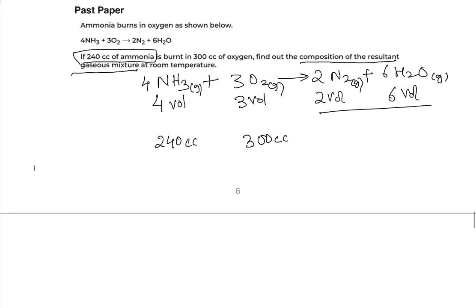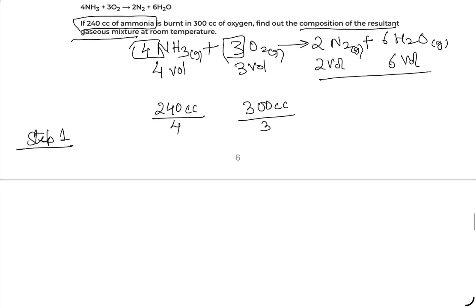So the first step is we have to find out which reagent or reactant is used up, and the other reactant will be left over, and how much, because that will also be one part of the answer. So let's find it out. For that, it's very simple. Whatever volume is given, you divide by the stoichiometric coefficient of that. So if I divide by 4, and for oxygen it is 3, you will get here 60 and you will get here 100. So we are getting the value of 60, and 100 is for the oxygen.